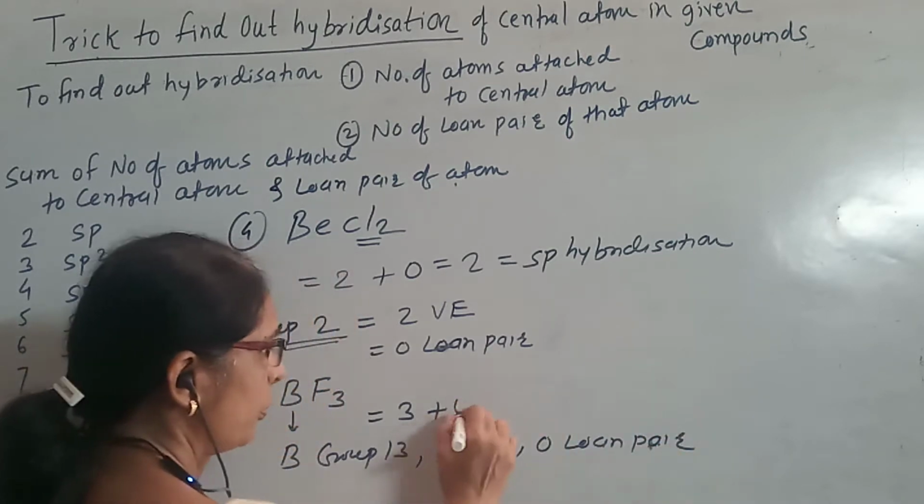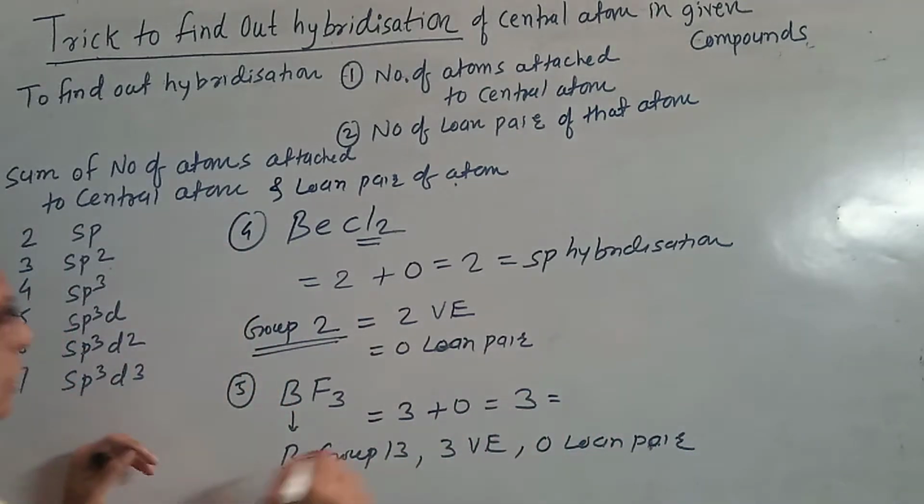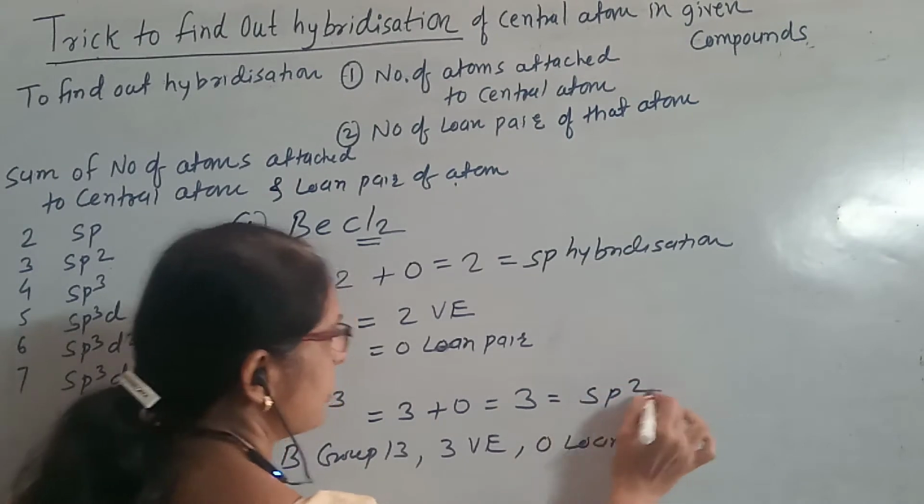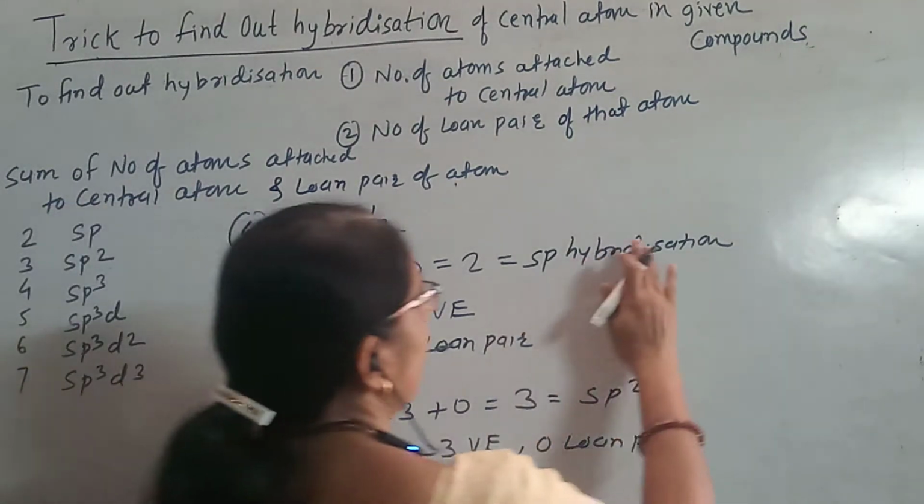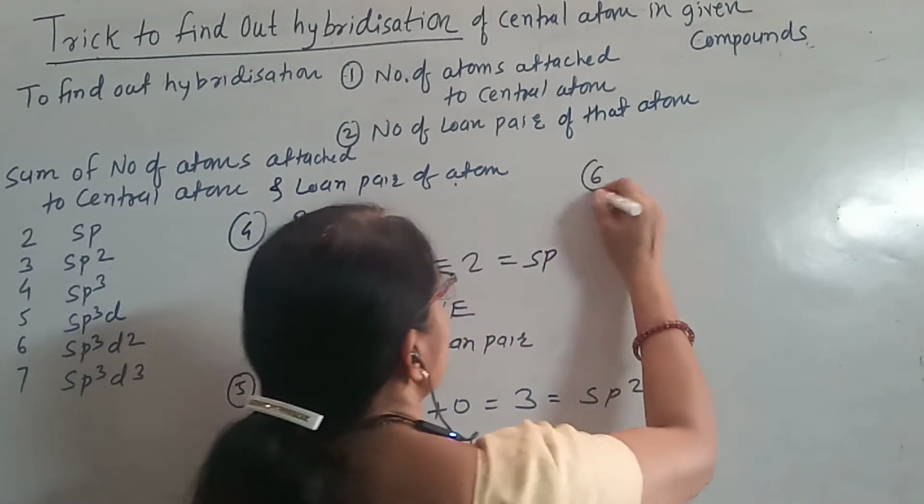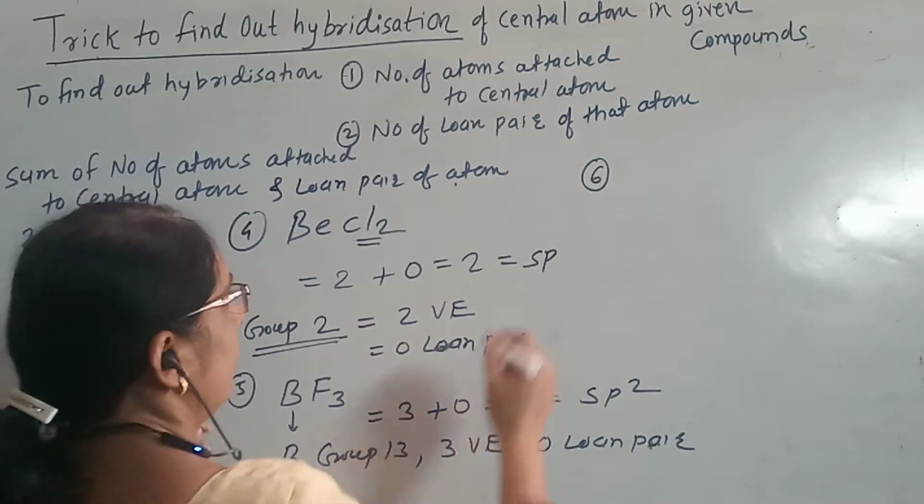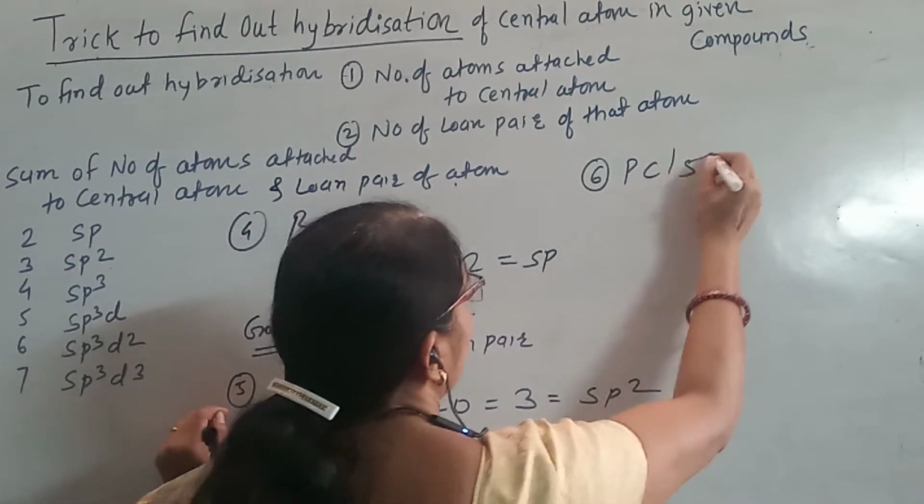As it has 0 lone pair, so 3 plus 0 is 3. So 3 means it is sp2 hybridized. So it is an example of an sp2 hybridized molecule. Okay. Now let us consider the next example. Example number 6. Now suppose you consider the example of PCl5.